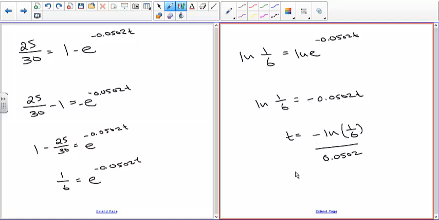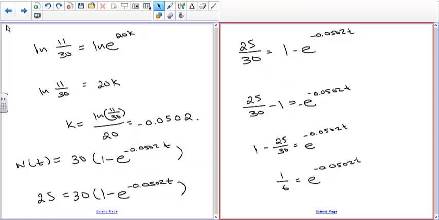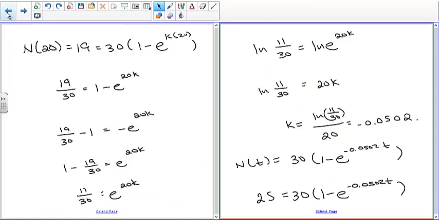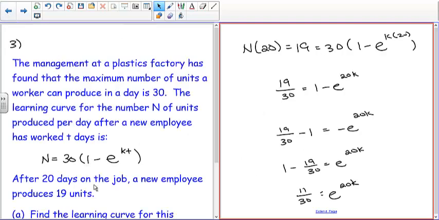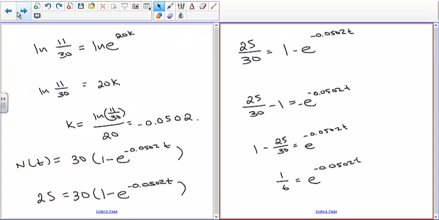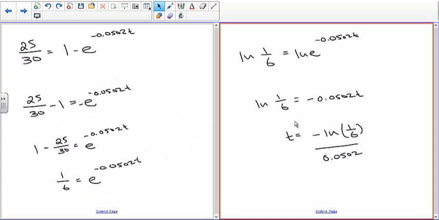So now again, what should we expect as an answer? Well, go back to here. It took 20 days to make 19, so it's more than 20. So t is more than 20. I guess that's all we can really say at this point. So we have negative the natural log of 1/6 divided by 0.0502, and we get 35.7 days.